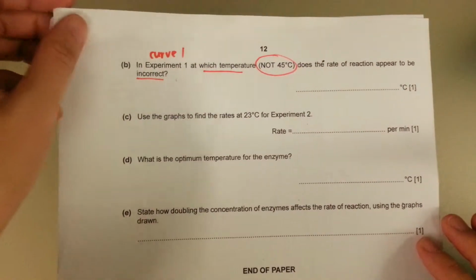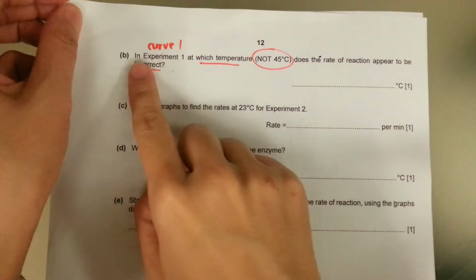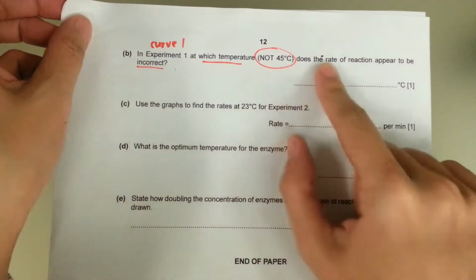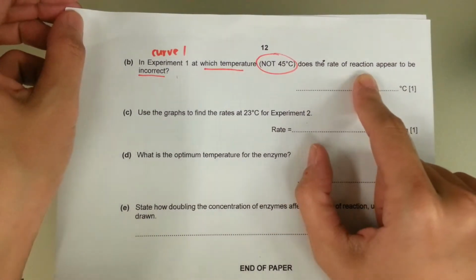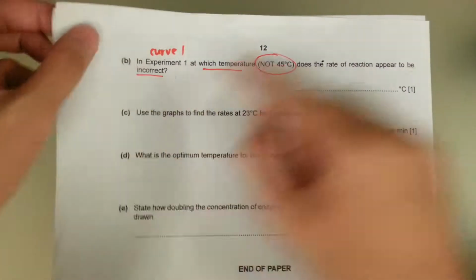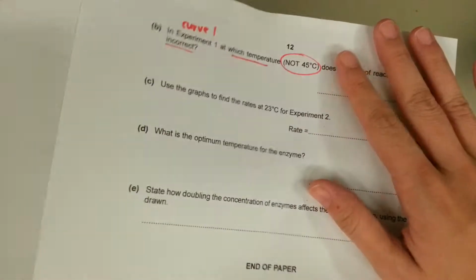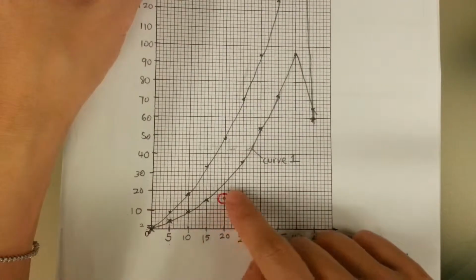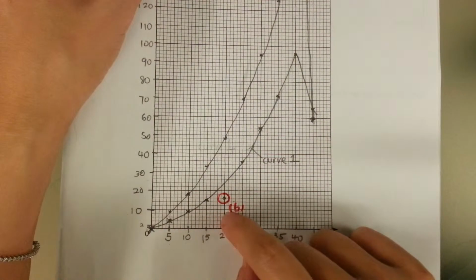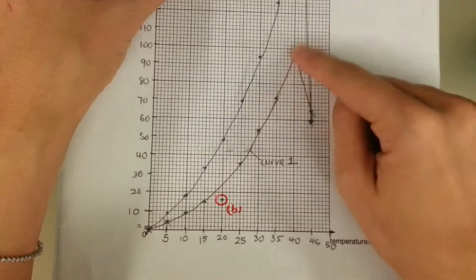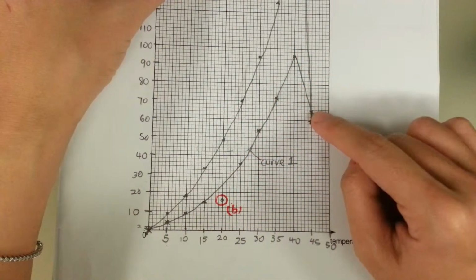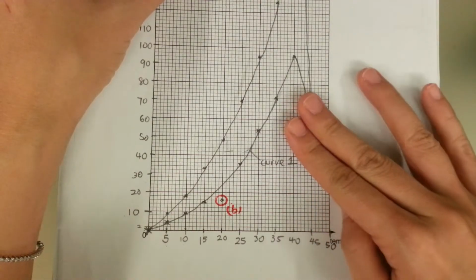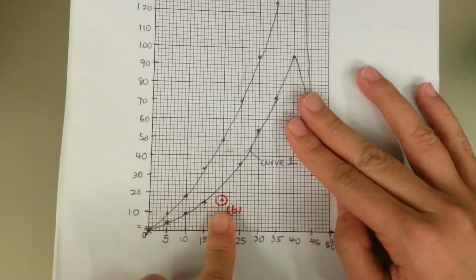Now let us go back to the first question. In experiment 1, at which temperature, not 45 degrees Celsius, does the rate of reaction appear to be incorrect? So let's go to the first graph, and we'll realize that this point is out. It is not aligned with the curve. We do not refer to the point at 45 degrees Celsius. This is the point that is out.